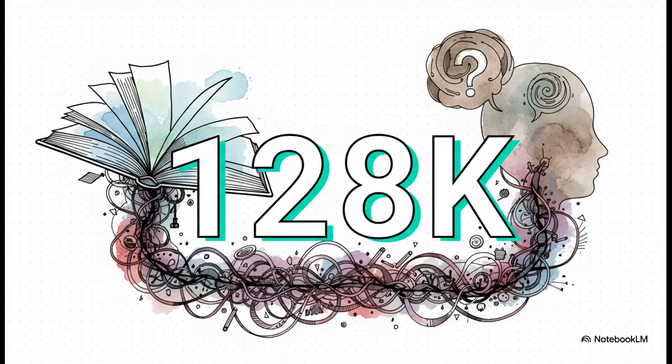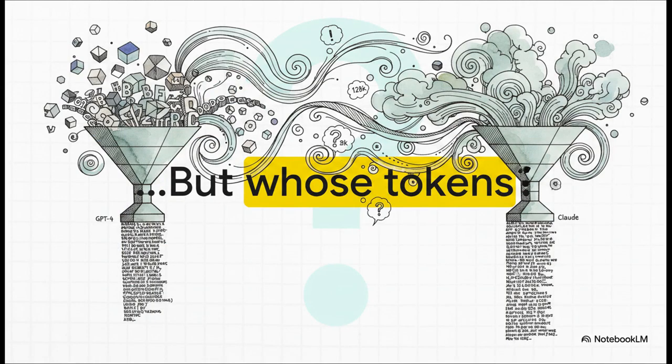Now let's talk about the other huge headache this causes. Context windows. That's the limit on how much text you can cram into a single prompt. A new model might come out and boast this massive context window, like 128,000 tokens. That sounds incredible, right? You can fit a whole book in there. But there's a catch. Exactly 128,000 of whose tokens? The actual amount of text you can fit into that window is completely different depending on the model's tokenizer. 128K tokens for GPT-4 is not the same amount of text as 128K tokens for Claude.